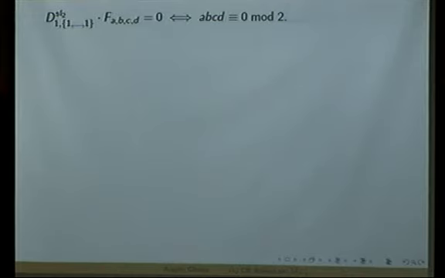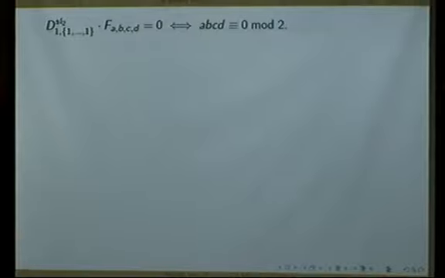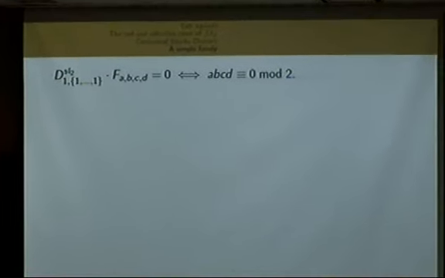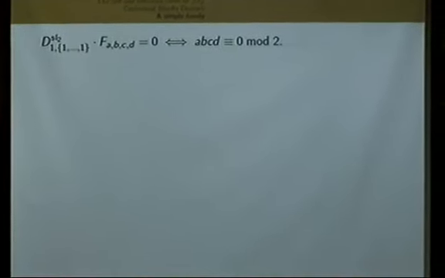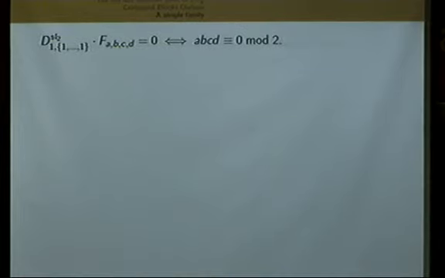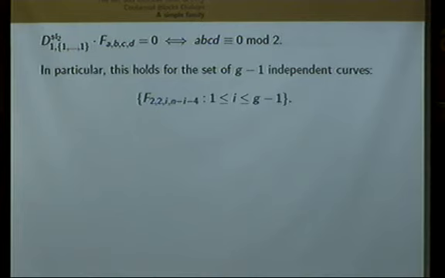That theorem said that with level 1, we're going to get an intersection if and only if the product of the numbers that define the curves is congruent to 0 mod 2. Well, there are lots of curves like that. It turns out that if you take the set of curves 2, 2i, n minus i minus 4, there are g minus 1 of these curves. These happen to be independent, and so these curves tell you that this divisor is extremal.